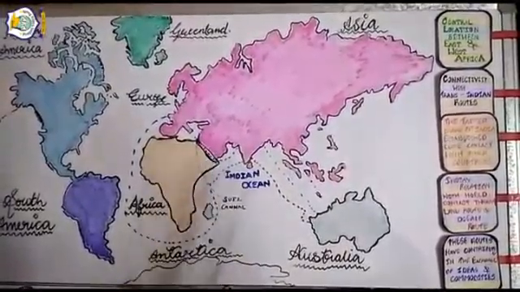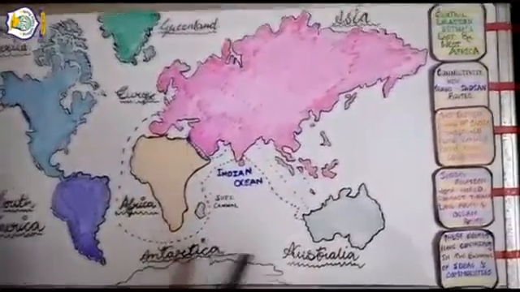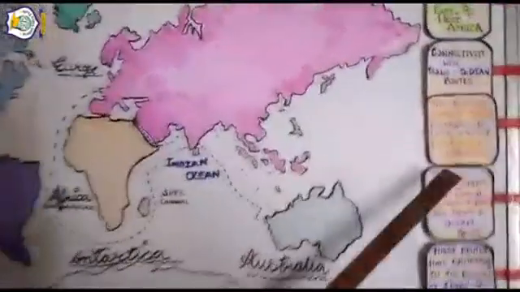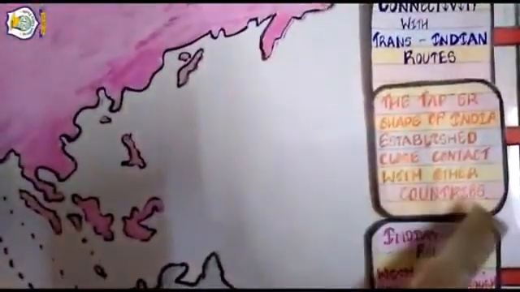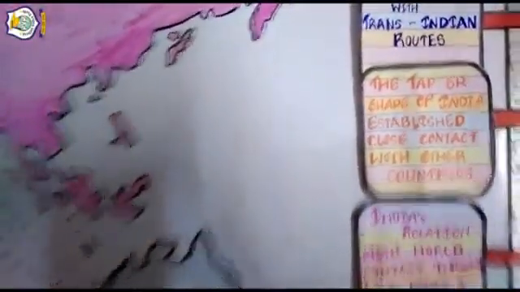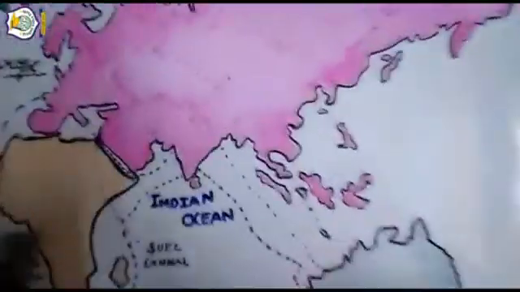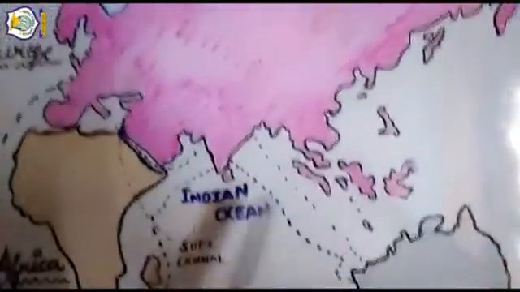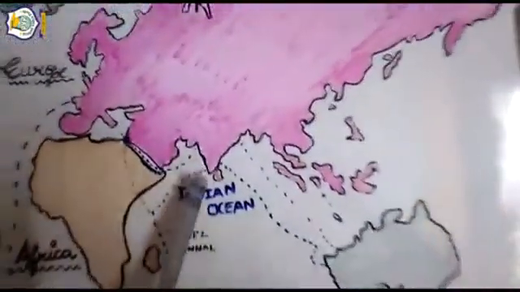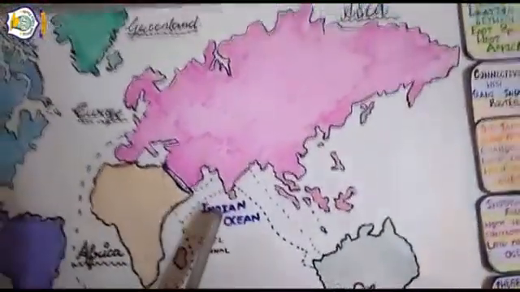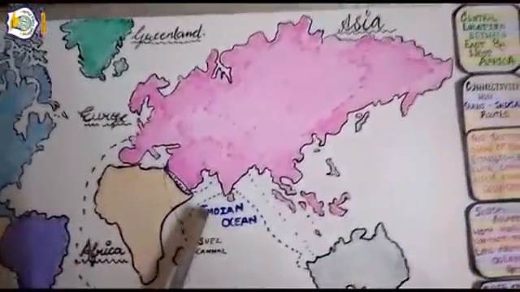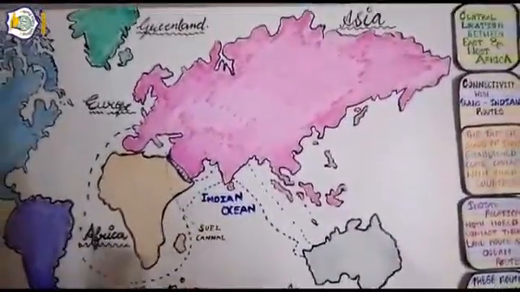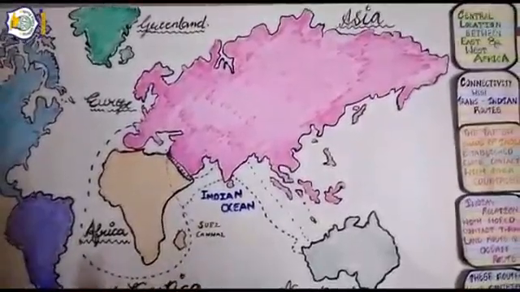Now, the next important fact, the taper shape of India established close contact with other countries. As you can see, southern India is tapered in shape. It means it protrudes, which helps it to establish close contact with other countries both from east and west.